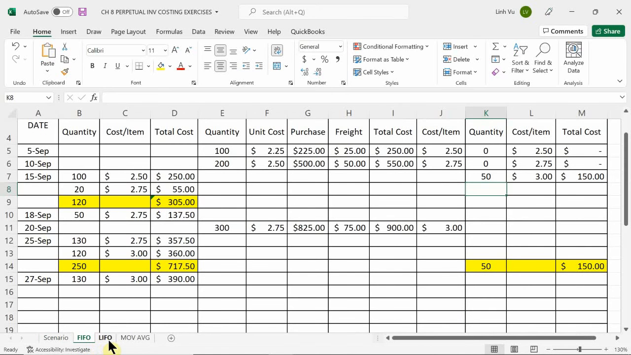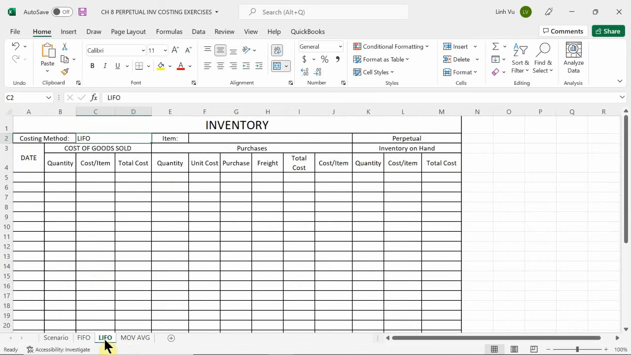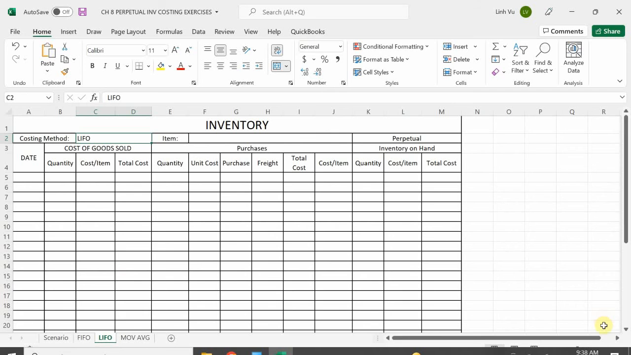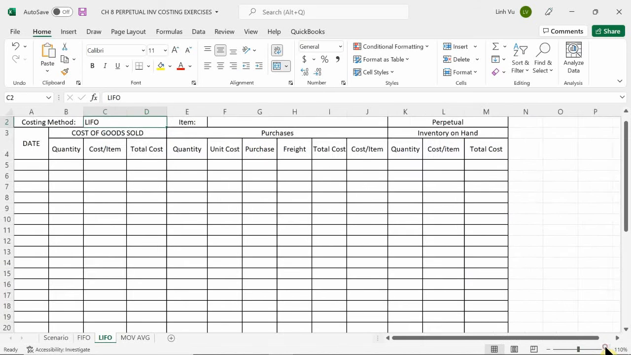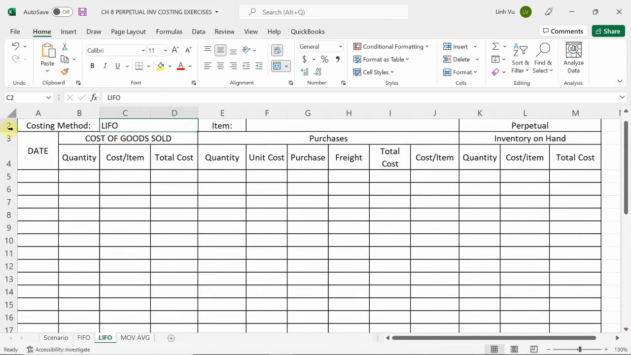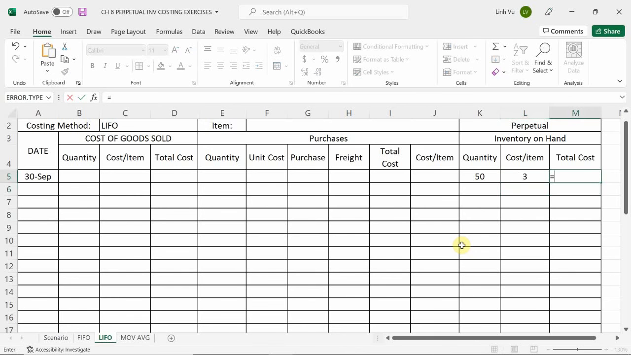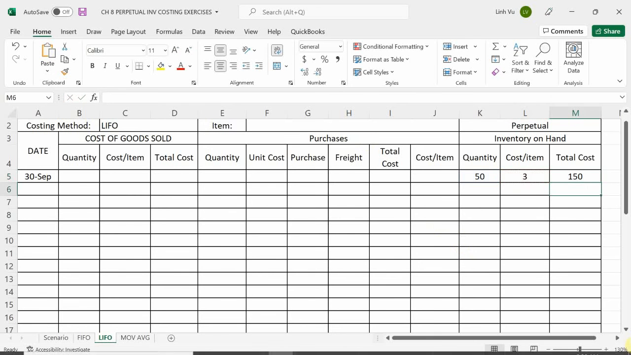So what I'm going to do is carry this value over into my new inventory worksheet because now I have beginning inventory. So here's my LIFO worksheet. I have to start a new worksheet for this one. I'm going to put in September 30th that I started out my inventory on hand with a total of 50 units costing $3 each, which gave me my grand total of $150.